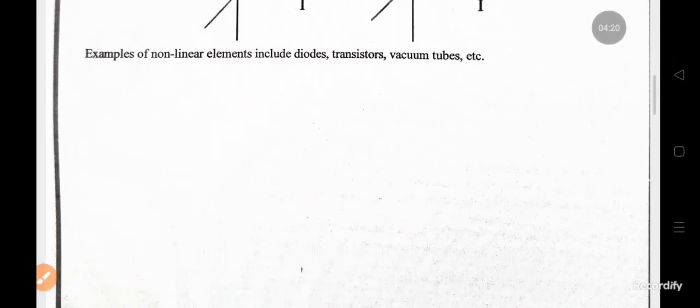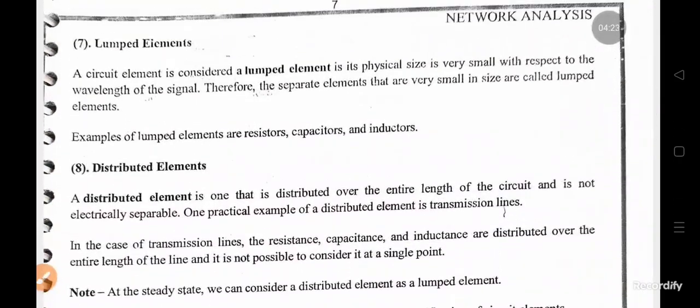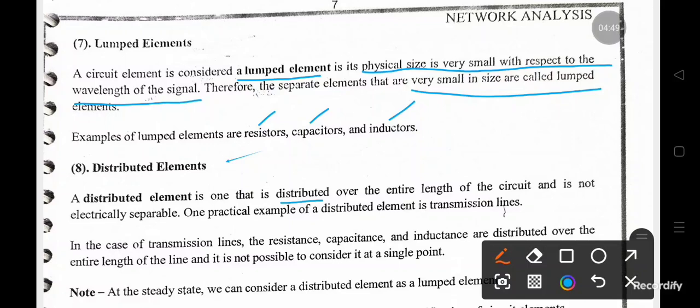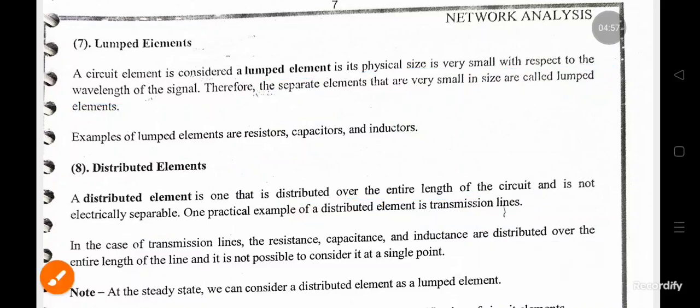Seventh one, lumped elements. A circuit element is considered as a lumped element if its physical size is very small with respect to the wavelength of the signal. Therefore, the separate elements that are very small in size are called lumped elements. Examples of lumped elements are resistors, capacitors and inductors. Distributed elements. A distributed element is one that is distributed over the entire length of the circuit and is not electrically separable. One practical example of a distributed element is transmission lines.